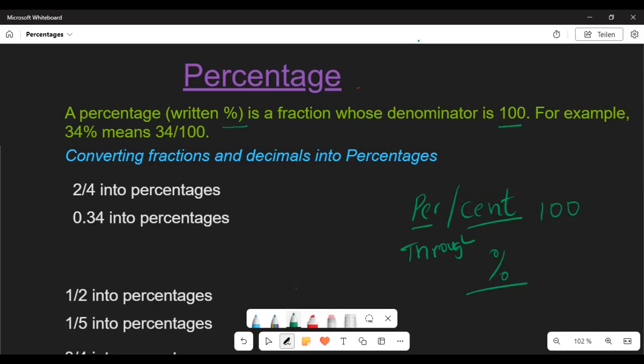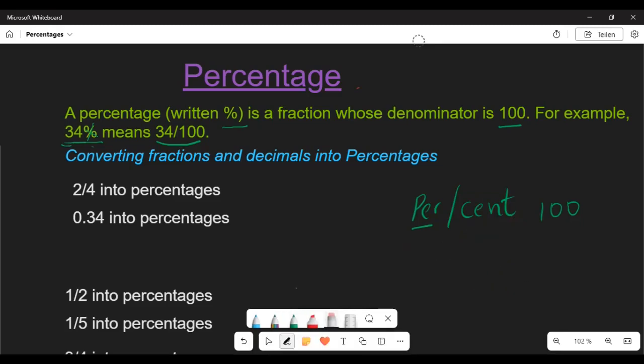So for example, if someone gives you 34%, what does 34 over 100 mean? Actually when someone says 34%, it means 34 of 100, that is, 34 out of 100. That is the main goal there.